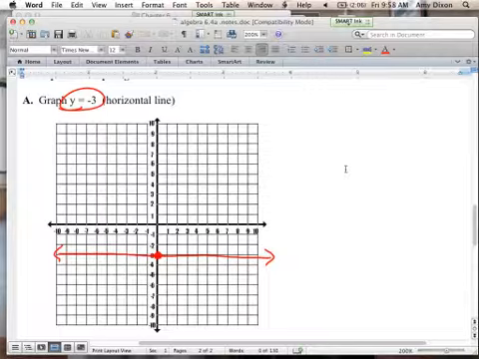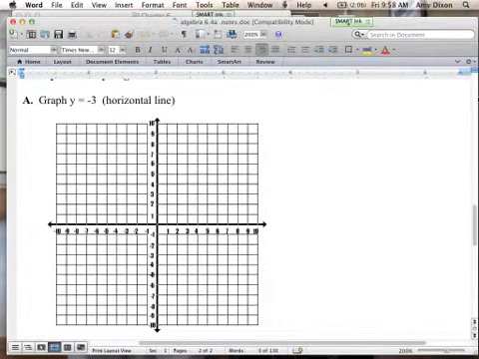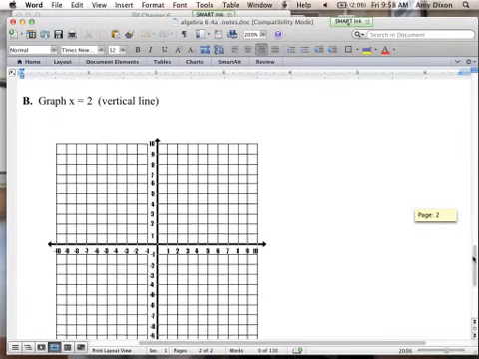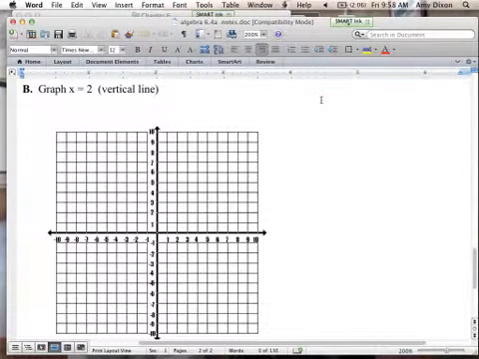All right, so the next one then is a vertical line because it's x equals something. Okay, x equals 2. That is a vertical line. So we find 2 on our x-axis. And because it's on the horizontal axis, we actually want to draw a vertical line. And that is the line for that equation.